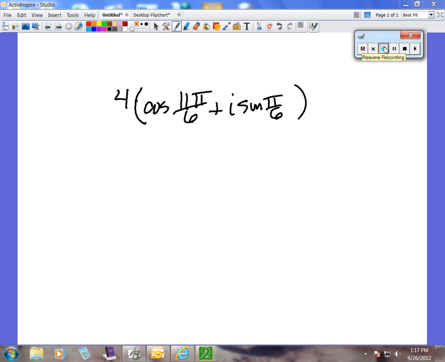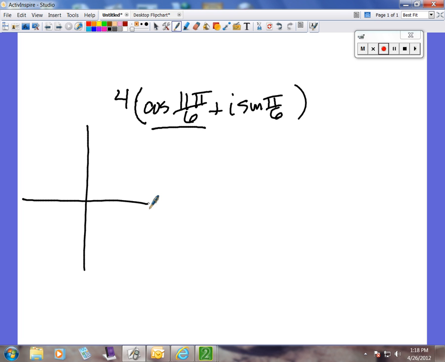Okay, we have one more thing to do here. We need to write this complex number that's in polar form, change it to rectangular. This is really not that hard. All we do is work inside first and find the cosine of 11 pi over 6. Well, 11 pi over 6 is 30 degrees here.